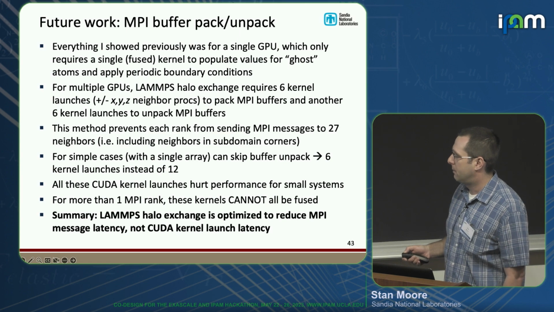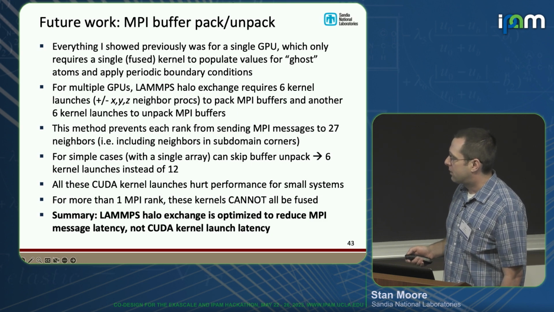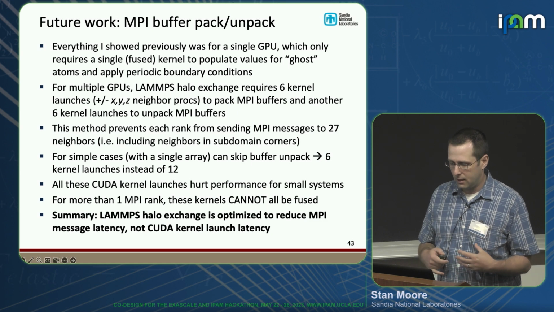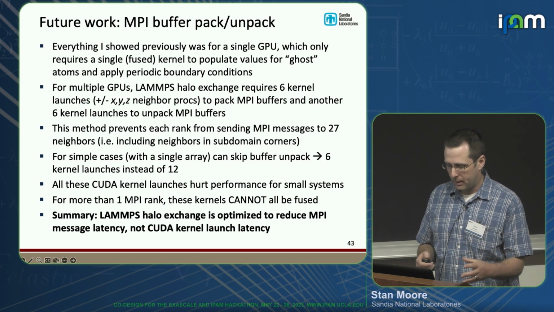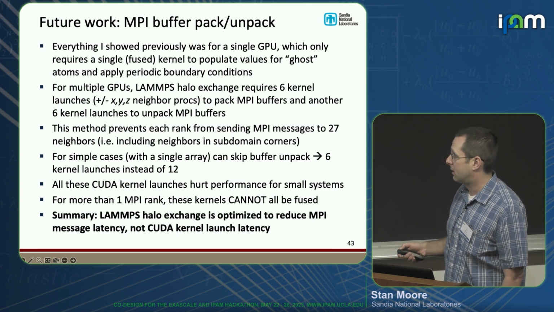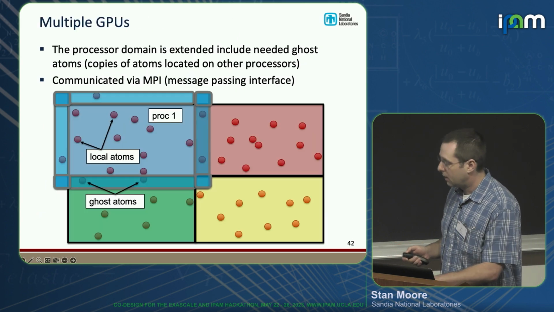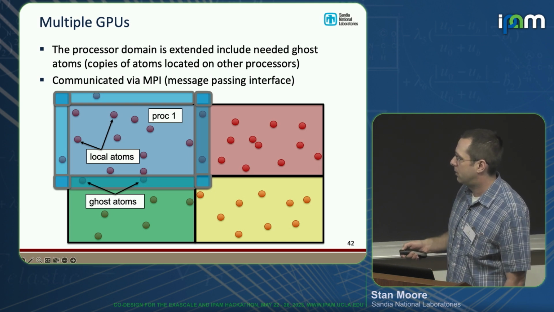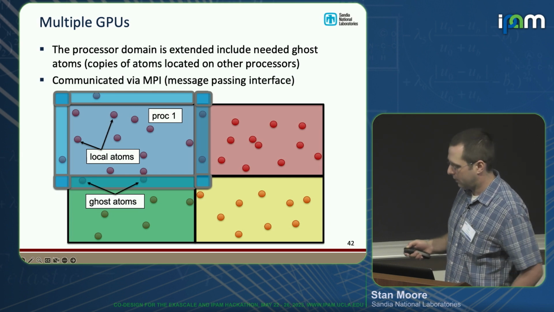So that's for the plus and minus X, Y, Z, so 6 directions. This method in LAMMPS prevents us from having to send many small MPI messages to up to 27 neighbors. So this would be like the subdomain corners. This is 2D, so you can see that LAMMPS would just do 1, 2, 3, 4 passes instead of sending to the corners.